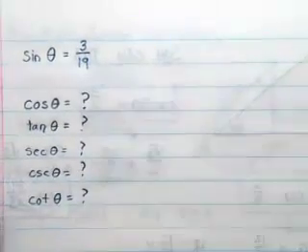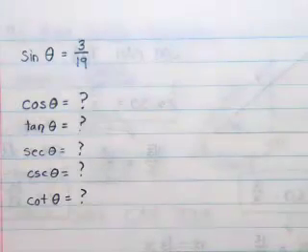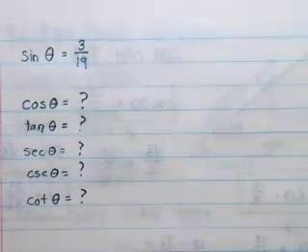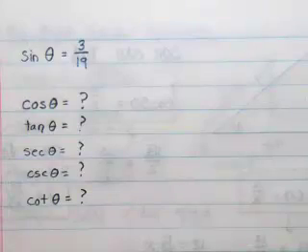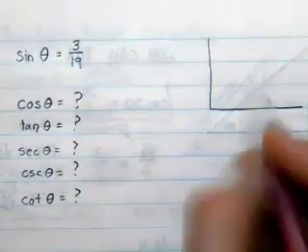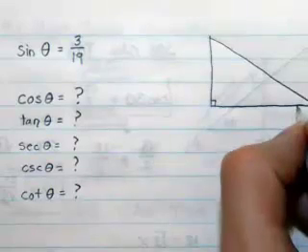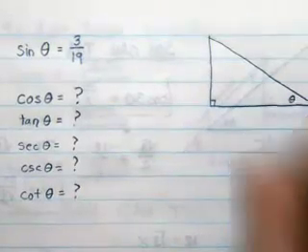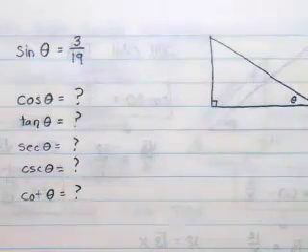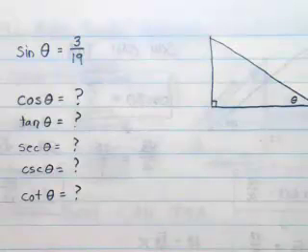Not as bad as you might think. We can even do this by hand without a calculator. If you draw yourself a triangle, you can pull this off without much trouble. So just some kind of right triangle, and theta has to be somewhere, so let's say theta is down over here. If the sine of theta is 3 over 19, where on the triangle should the 3 go and where should the 19 go?